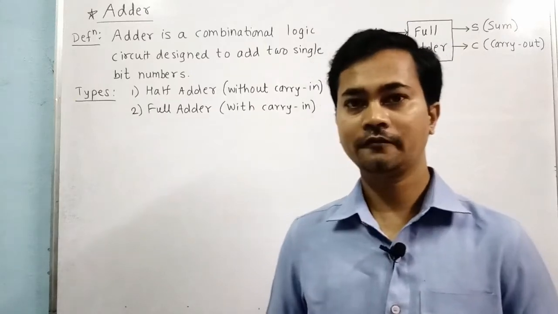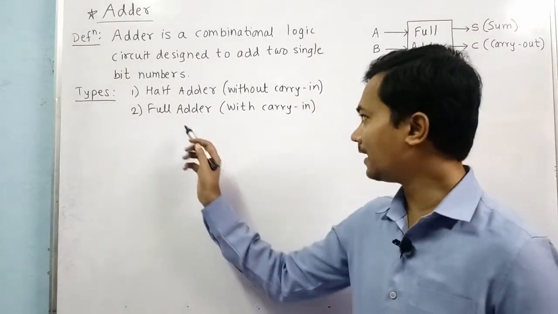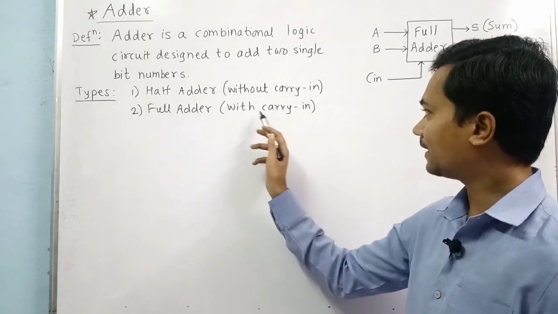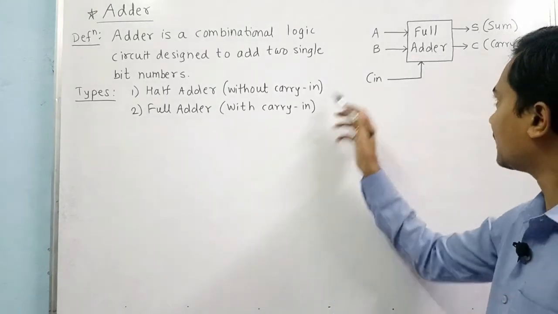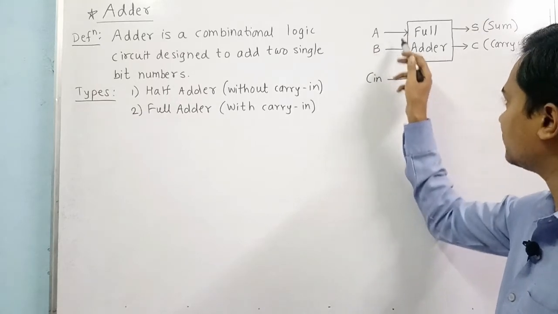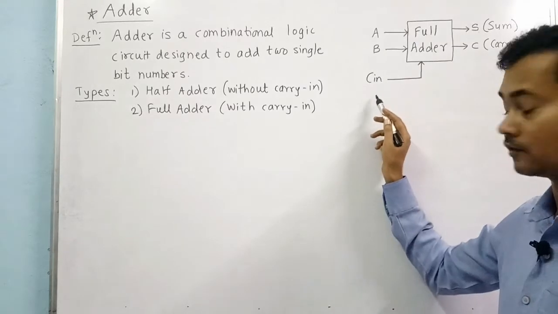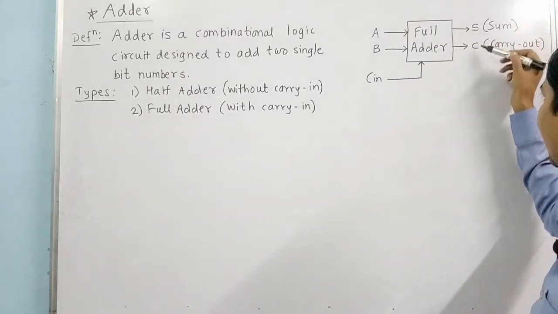Now in this video we are going to see the full adder implementation. A full adder has three inputs. The other two inputs are A and B, which are the normal inputs for addition, and the third input is carry in. The total number of outputs is 2, that is sum and carry.